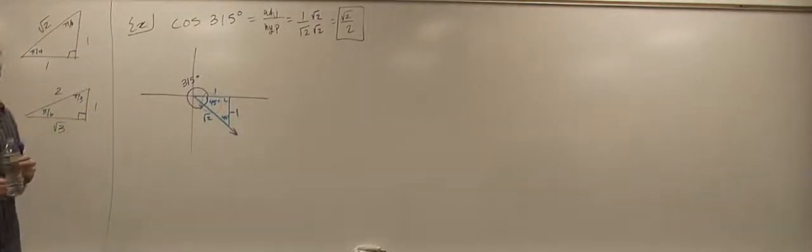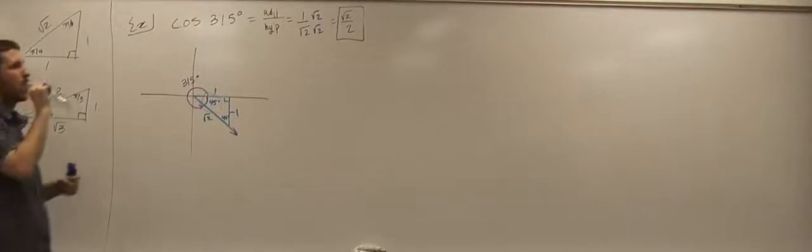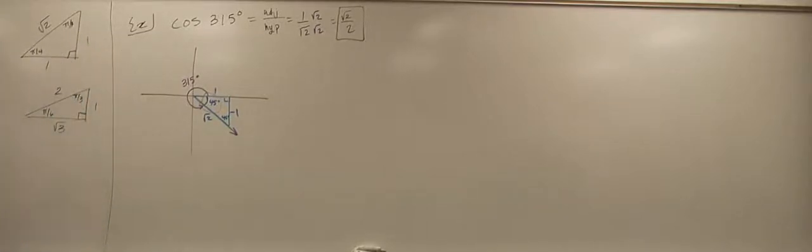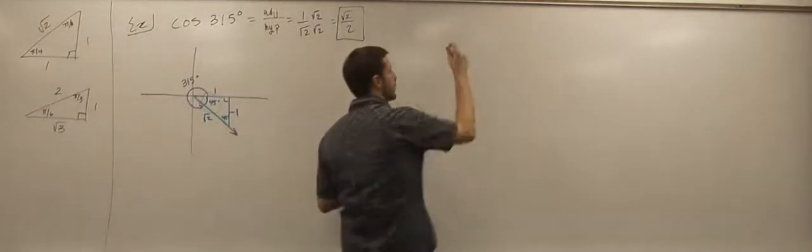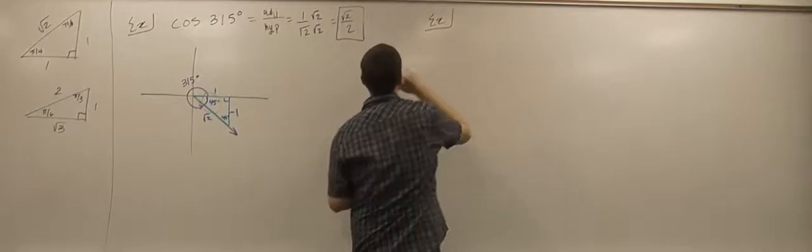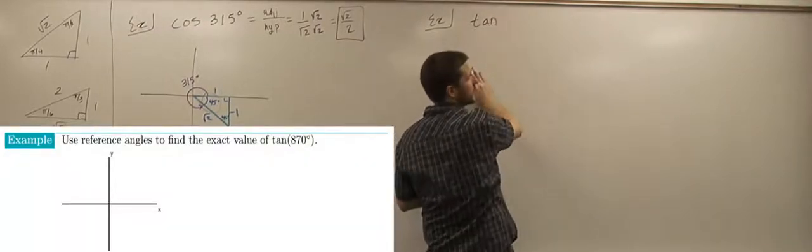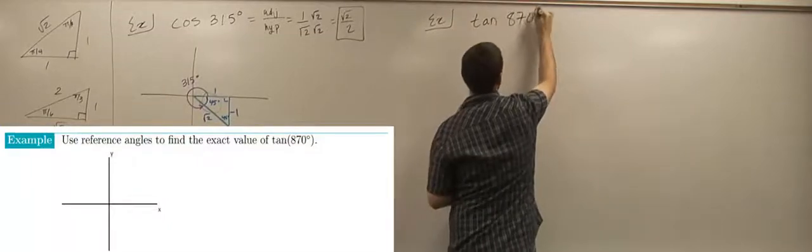All right. One more, two more. I'll just do one or two more. All right, we'll run through these quick. So I gave you some angles that are actually more than one revolution. That might trip you up. So for example, I want you to be able to evaluate tangent of 870.